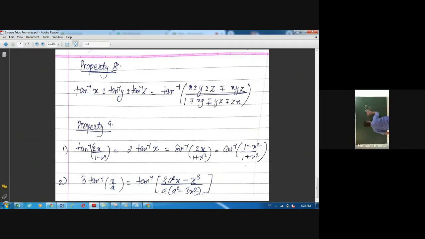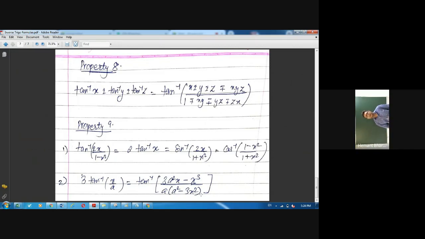Next, last property, property number 8 and property number 9. These are the properties used for the numericals. So we had seen one property, it was only related to tan inverse of x plus tan inverse of y.